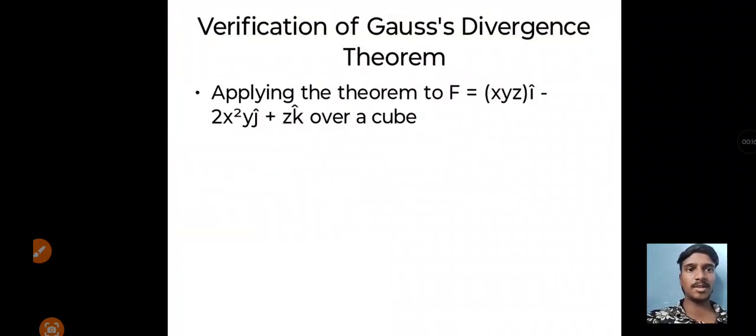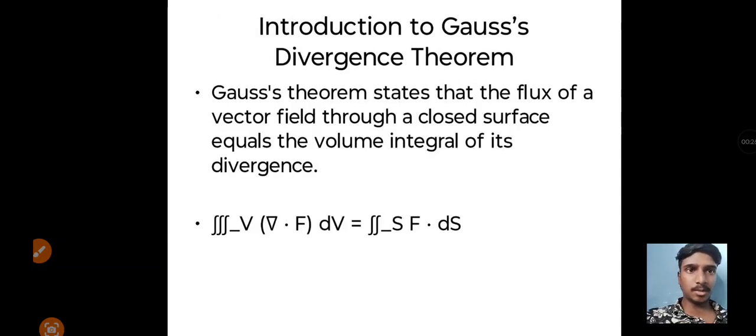Verification of Gauss's divergence theorem. Applying the theorem to F = xyz i + ... x square y j + z k over a cube. Introduction to Gauss's divergence theorem. Gauss's theorem states that the flux of a vector field through a closed surface equals the volume integral of its divergence.